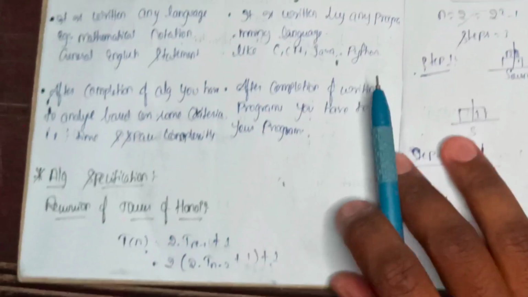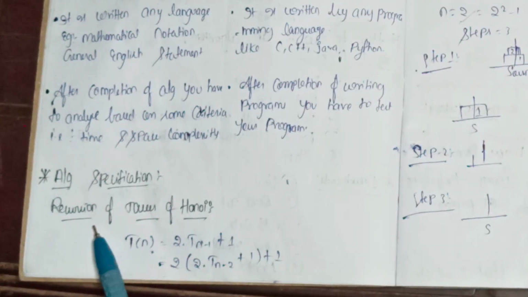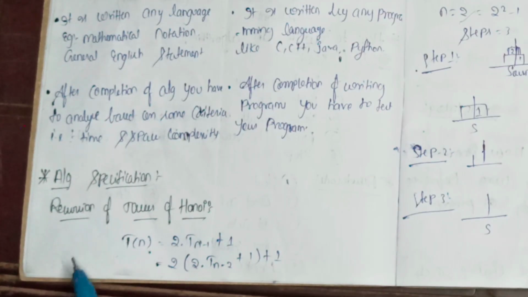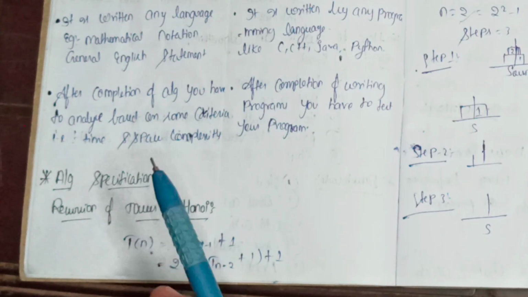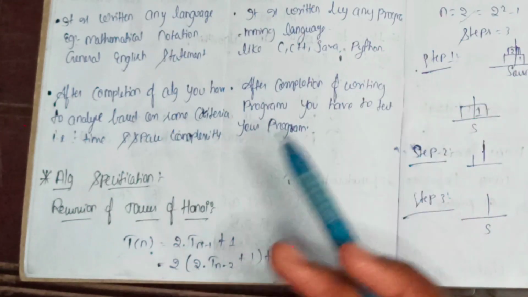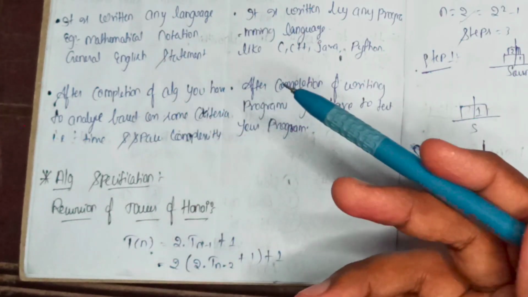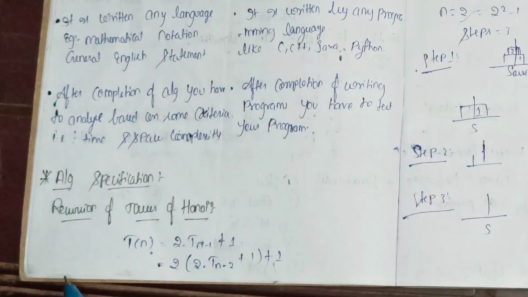Here let us discuss the first topic in design and analysis of algorithms, that is Towers of Hanoi. In your examination you will be asked to explain the recursive equation of Towers of Hanoi, or else a question will be given and you have to solve the algorithm and prove the Towers of Hanoi. Let us see both of them right now.